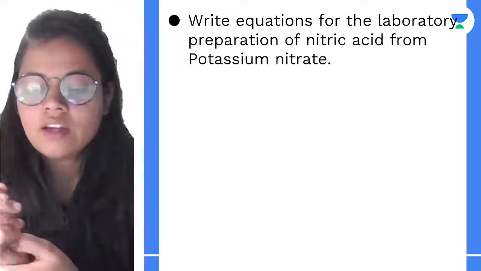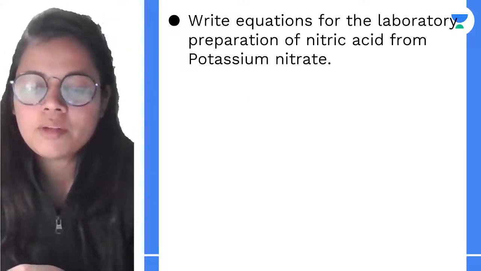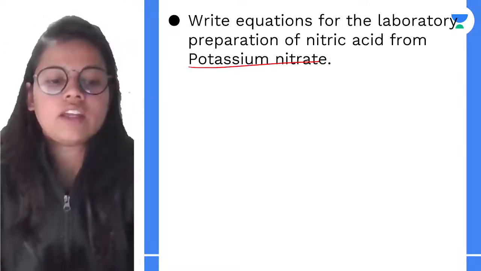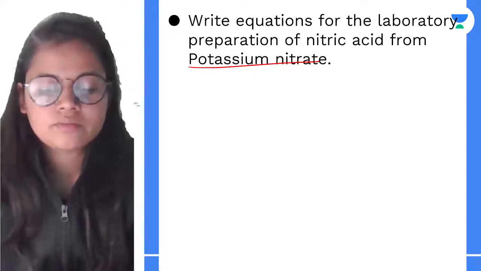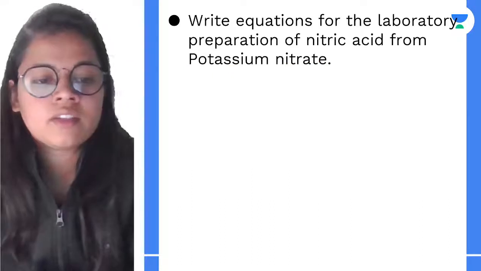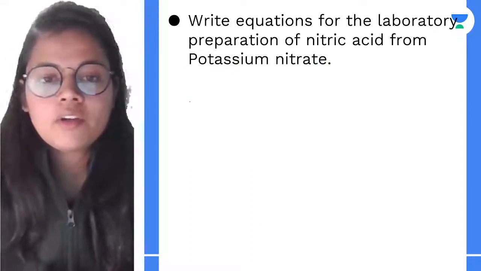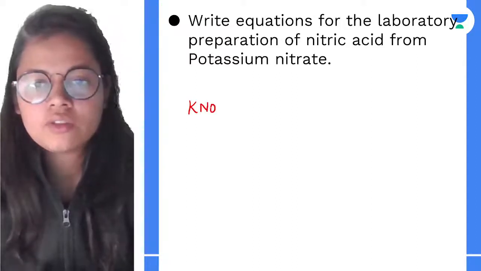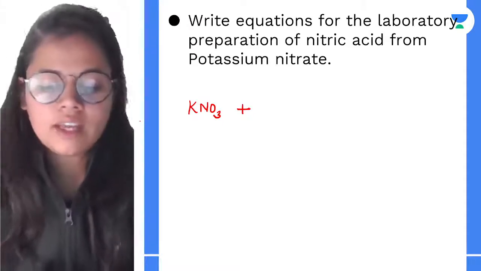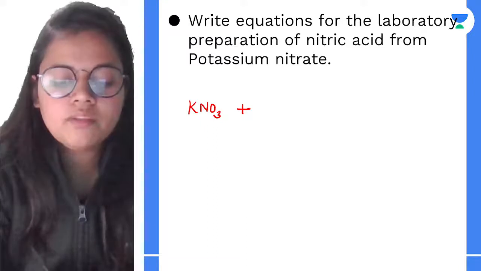Okay. Now next is: write the balanced chemical equation for the laboratory preparation of nitric acid from potassium nitrate. So students, can you please help me with this question? How is nitric acid prepared from potassium nitrate? If I talk about potassium nitrate, it is KNO3. What happens when it reacts with sulfuric acid? Yes. Can anybody tell me?